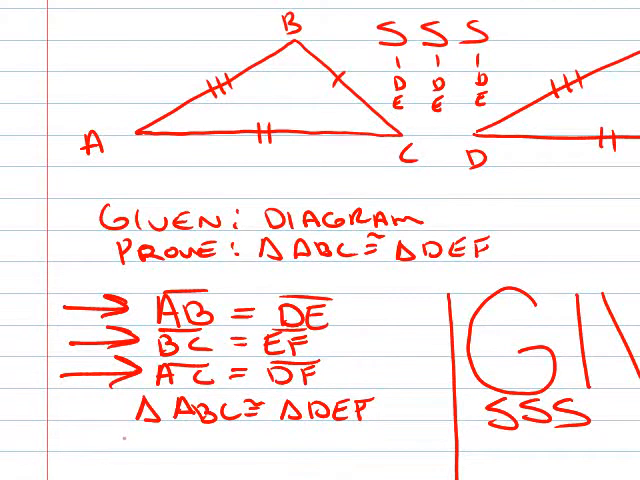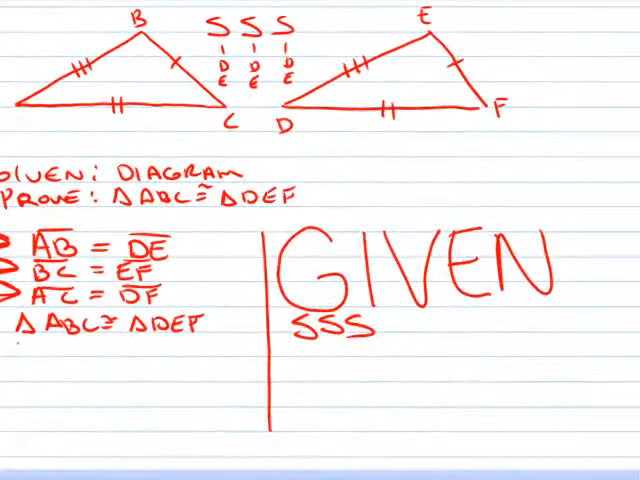This is short for, are you ready? This is what SSS stands for. If the sides of one triangle are congruent to the sides of a second triangle, then the triangles are congruent. So if all three sides of this one are the same length as all three sides of this one, you've got the same triangle. But instead of writing all those words, we're just going to write SSS.